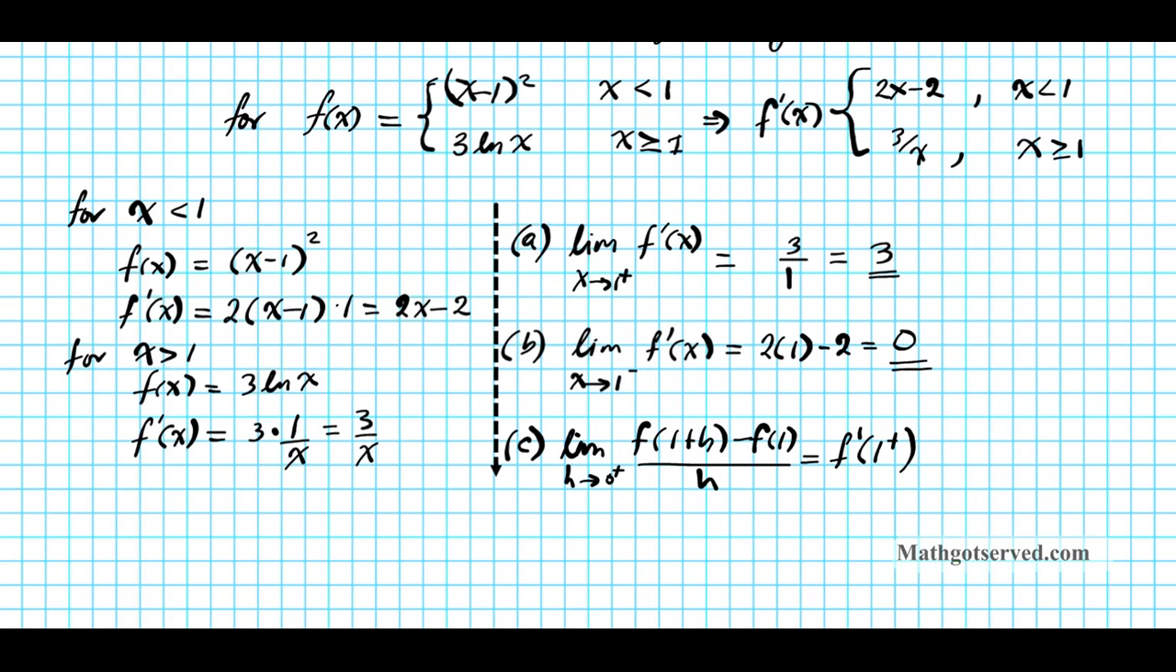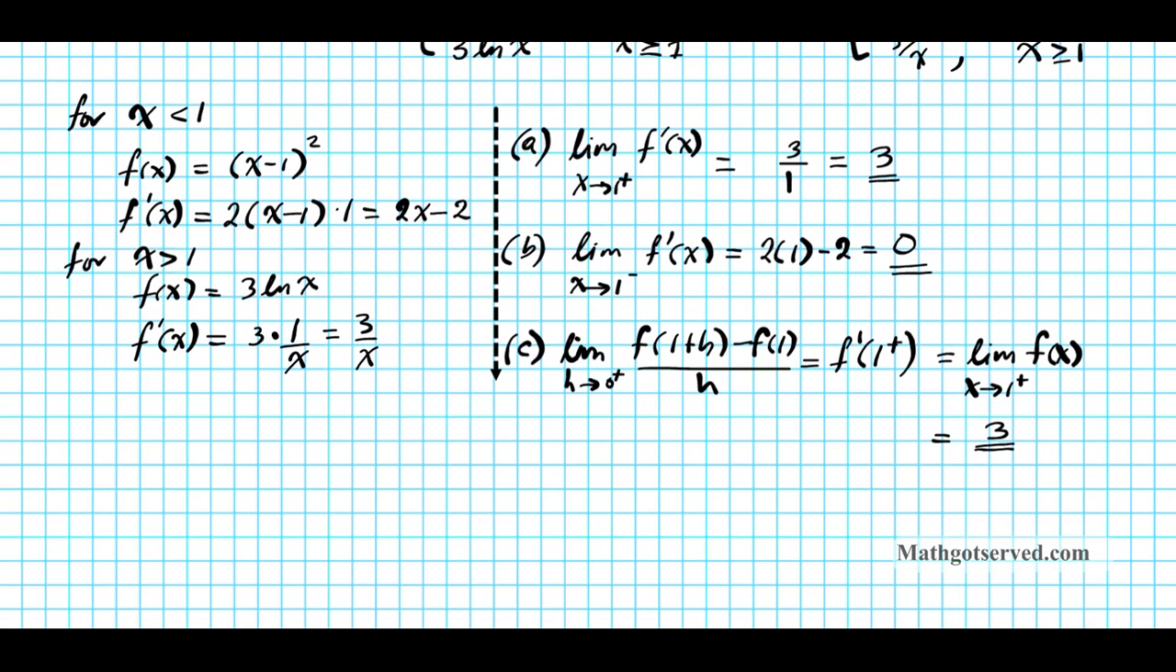And that's the same thing as part A. This is the same thing as the limit as x approaches 1 from the right of the function. So guess what? We already have our answer, the same answer as A, so the answer is 3. That's your right-handed derivative. And in part D, you already know what the answer is.